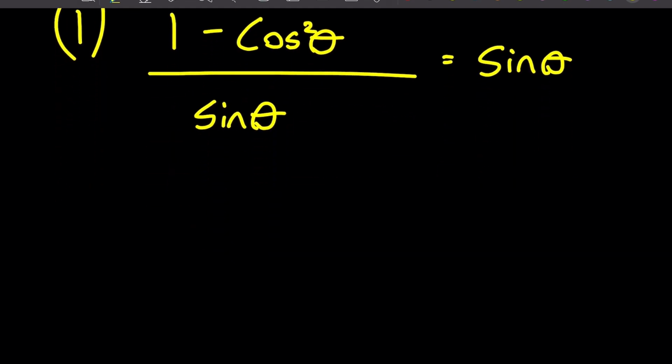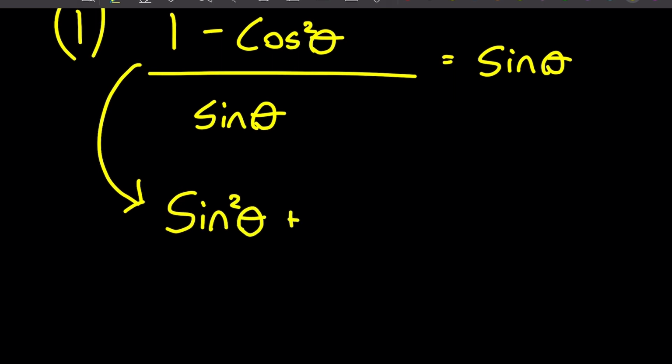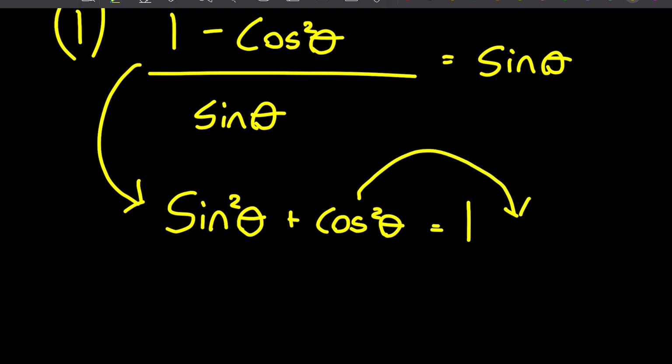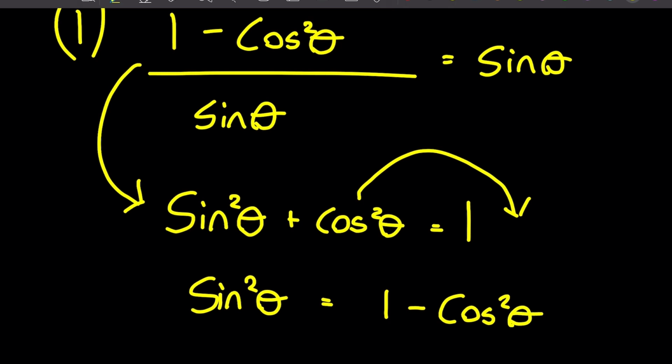So 1 minus cos squared theta, what is that equal to? Immediately, I'm going to think of sine squared theta plus cos squared theta equals 1. So I'm going to write that down. Now, what is 1 minus cos squared theta? If we brought cos squared theta over to the other side to make it negative, we'd see that sine squared theta is equal to 1 minus cos squared theta.